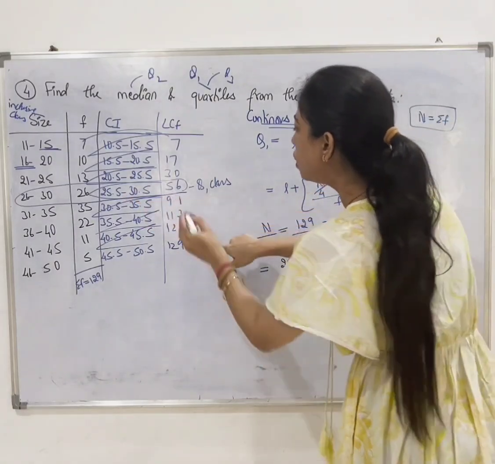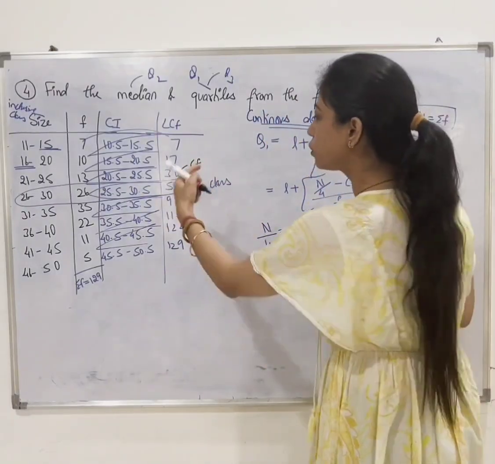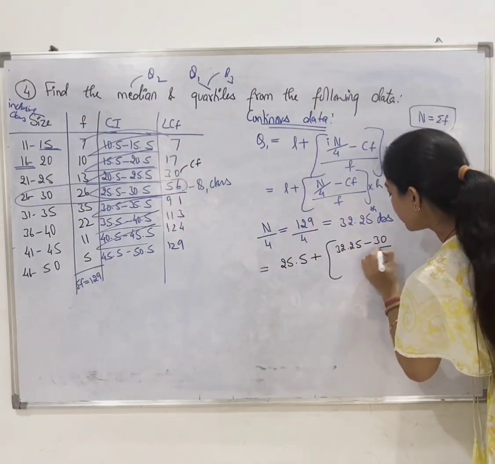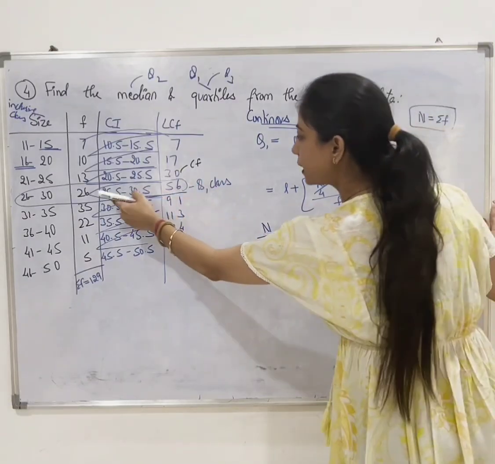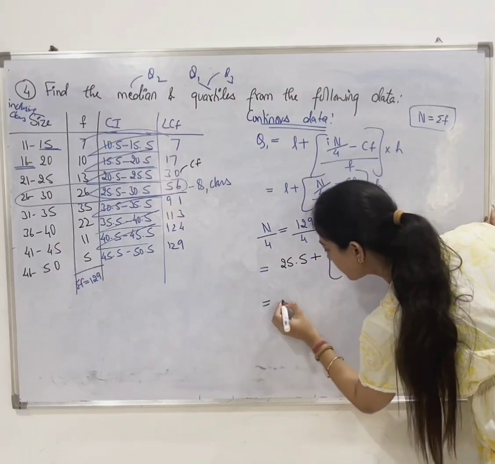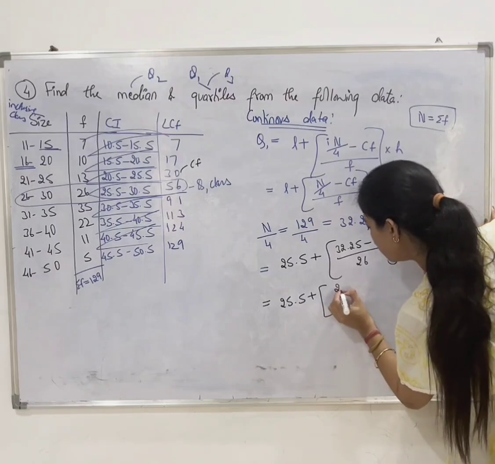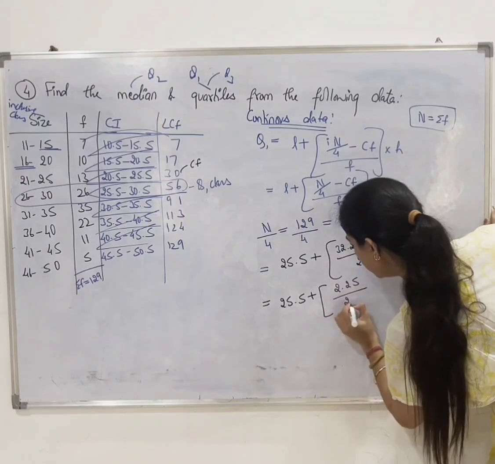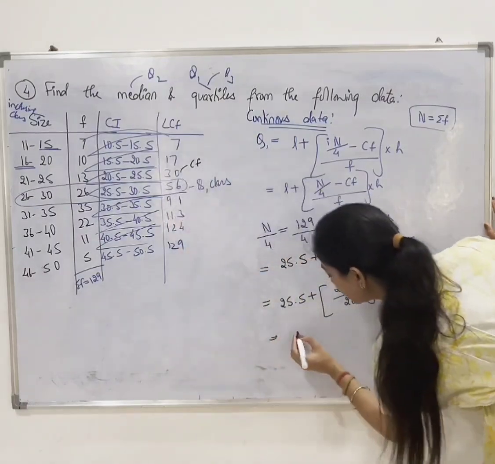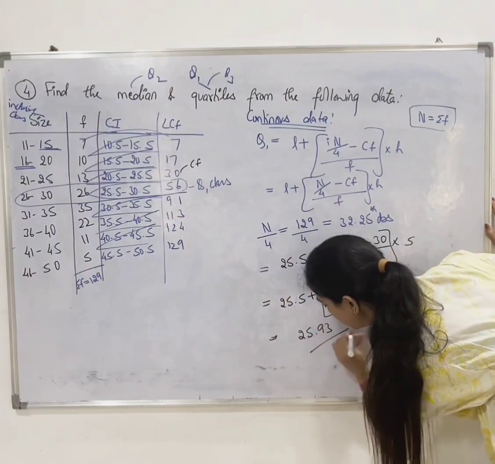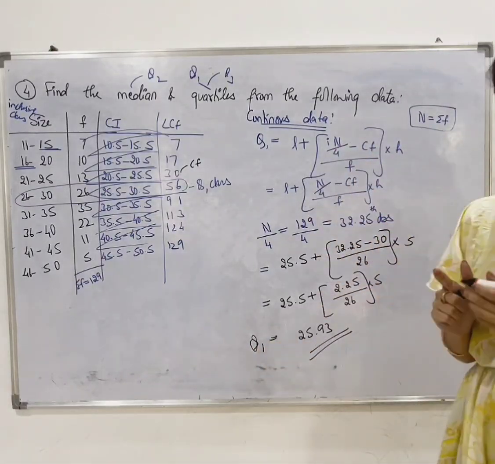What is the CF value? We need to consider the previous value as CF. We cannot take 56 because it will give us negative. So the preceding one, which is nothing but 30, by frequency, which is nothing but 26, into the difference between them, which is 5. We will be solving this: 25.5 plus 2.25 by 26 into 5. And the result is 25.93. So this is the value of Q1 which we have solved for the continuous data.